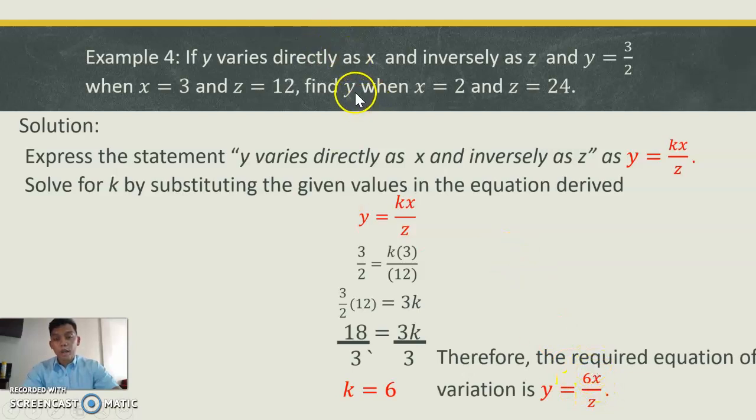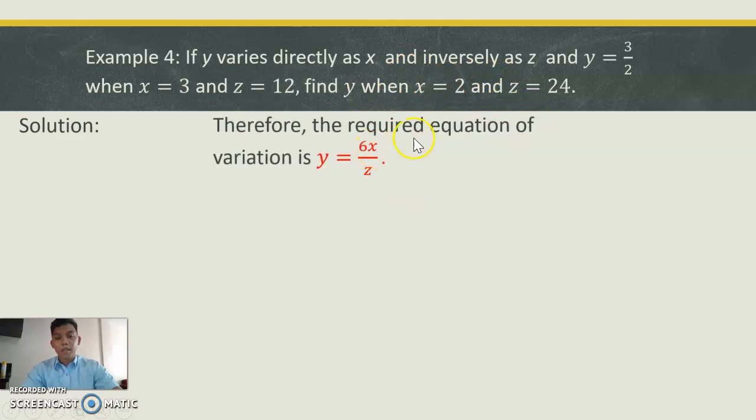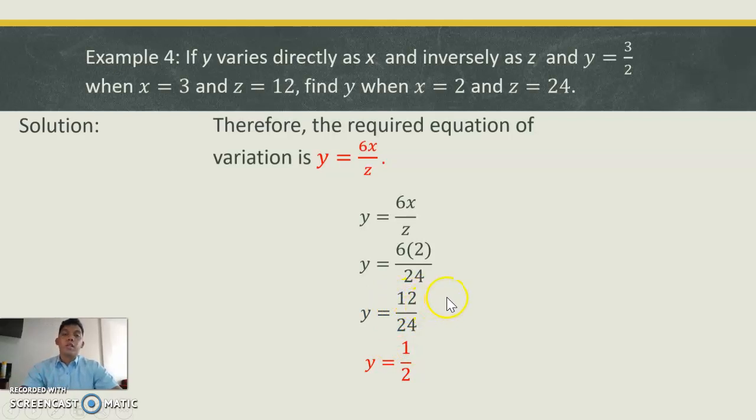Now to find y, we just replace x and z. So replace x with 2 and z with 24. So there, 6 times 2 over 24. 6 times 2 is 12, divided by 24, that is just equal to 1/2. You can just reduce it to its lowest form, simplest form. Alright, let's proceed.